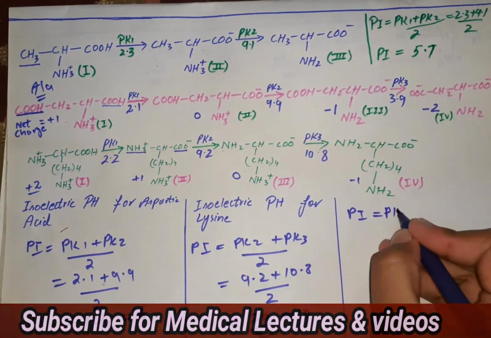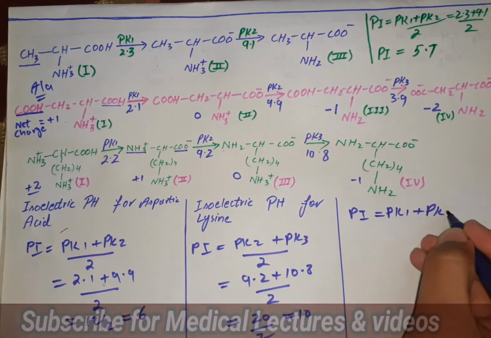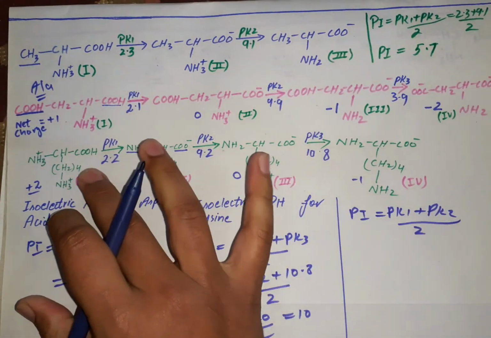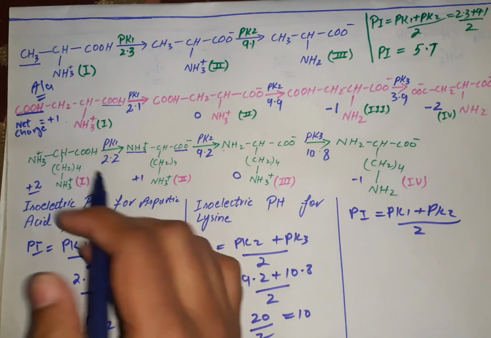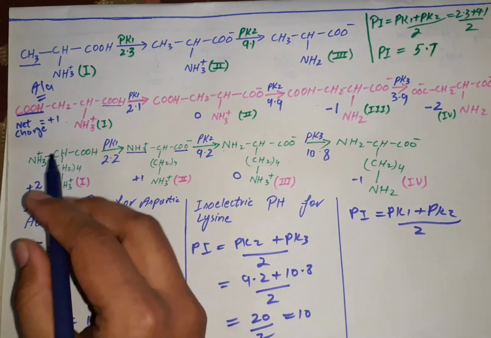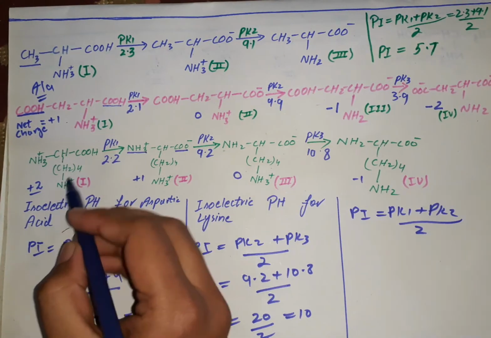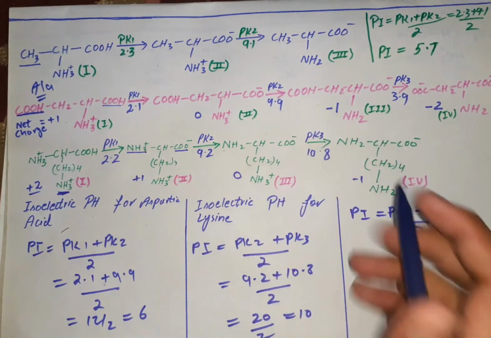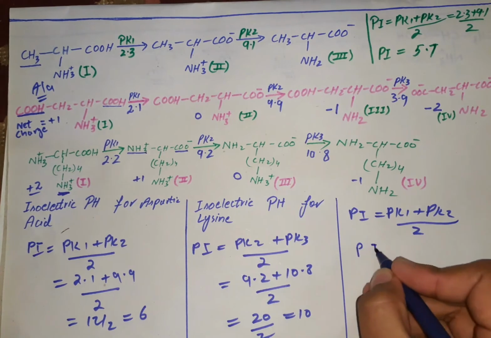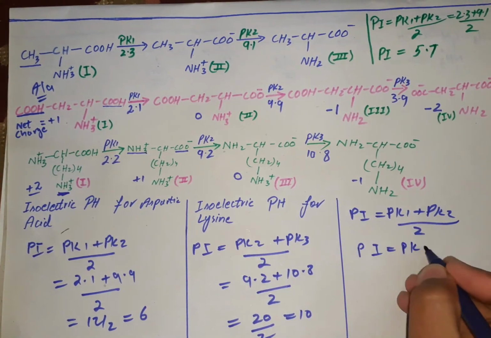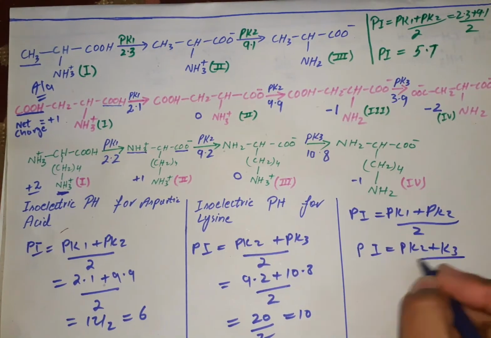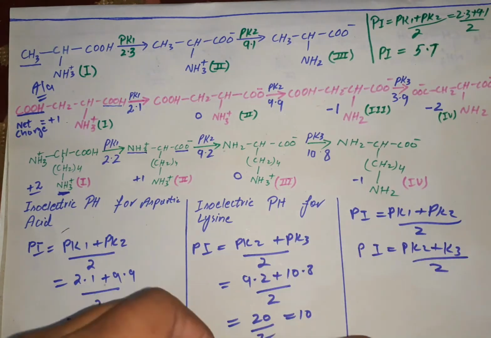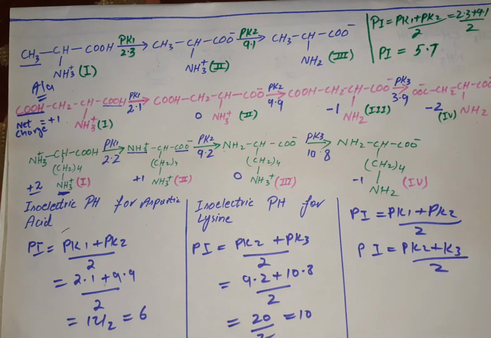That is, pK1 plus pK2 divided by 2. And if the side chain in the fully protonated form has a positive 1 charge, as exists for lysine, you can see here the fully protonated form is this and the side chain is positively charged. So in this case you have to use the higher 2 pK values in order to calculate the isoelectric pH. This was the method to calculate the isoelectric pH of acidic and basic amino acids.